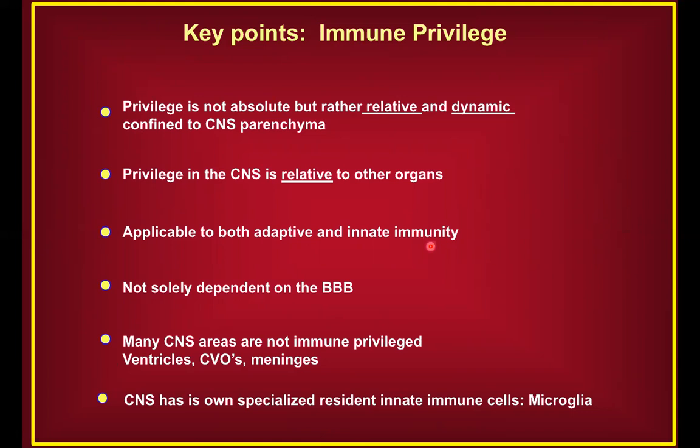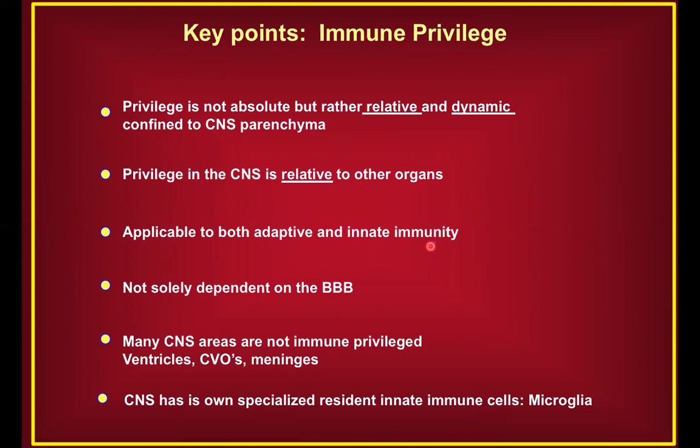So the thing about immune privilege is that it's relative and dynamic, and it's really confined to the CNS parenchyma, which is why I was asking if you know what that definition is, which you'll need to know for this. Privilege in the CNS is relative to other organs. So think about that skin example I gave you before. If you have a skin wound and you scrape and you have tissue remodeling and damage associated with inflammation, oxidative stress, you regenerate those skin cells. You may have a scar, but you can tolerate that change.